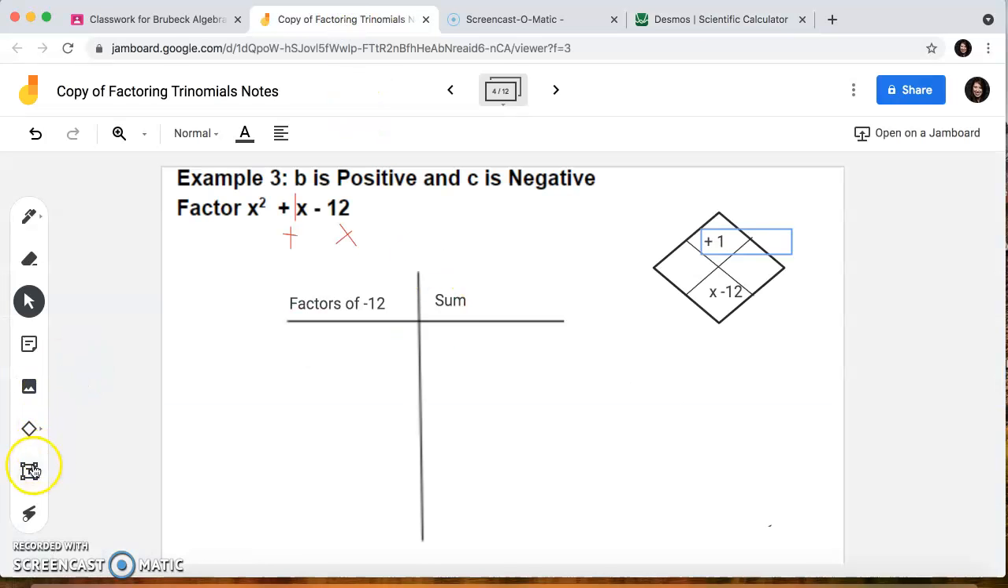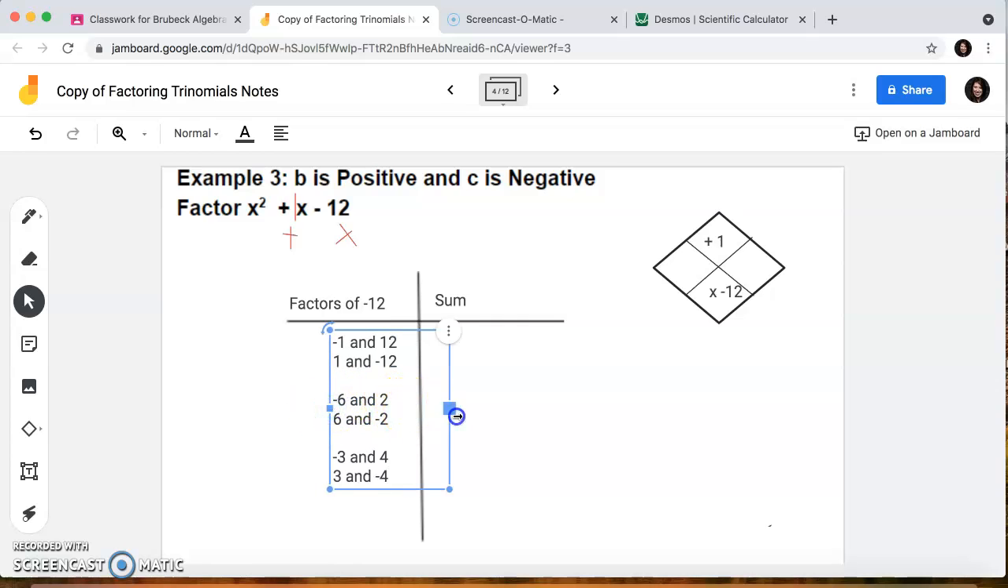So for factors of 12, we can say -1 and 12, or we'd say a +1 and a -12. Just switch which one, one of them has to be negative. Let's see, we could also do -6 and +2, or +6 and -2. We could also do -3 and 4, and +3 and -4. So all of those numbers are going to multiply to get us a -12, and now we just need to add.